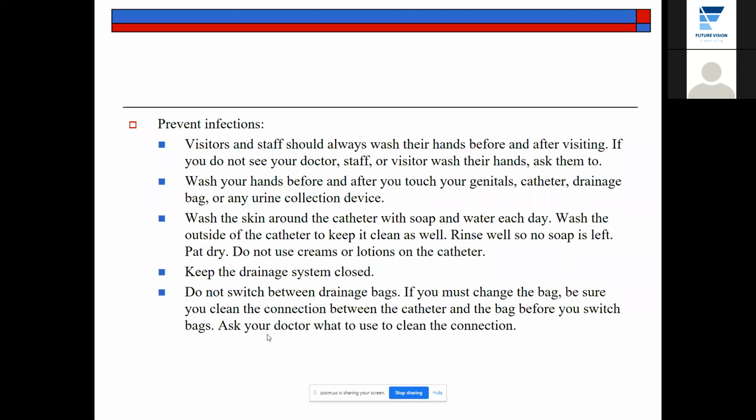And wash the outside of the catheter to keep it clean as well. Rinse well so no soap is left, and always the drainage system should be closed. Do not switch between drainage bags. What does that mean? We will not switch between two bags. Okay.